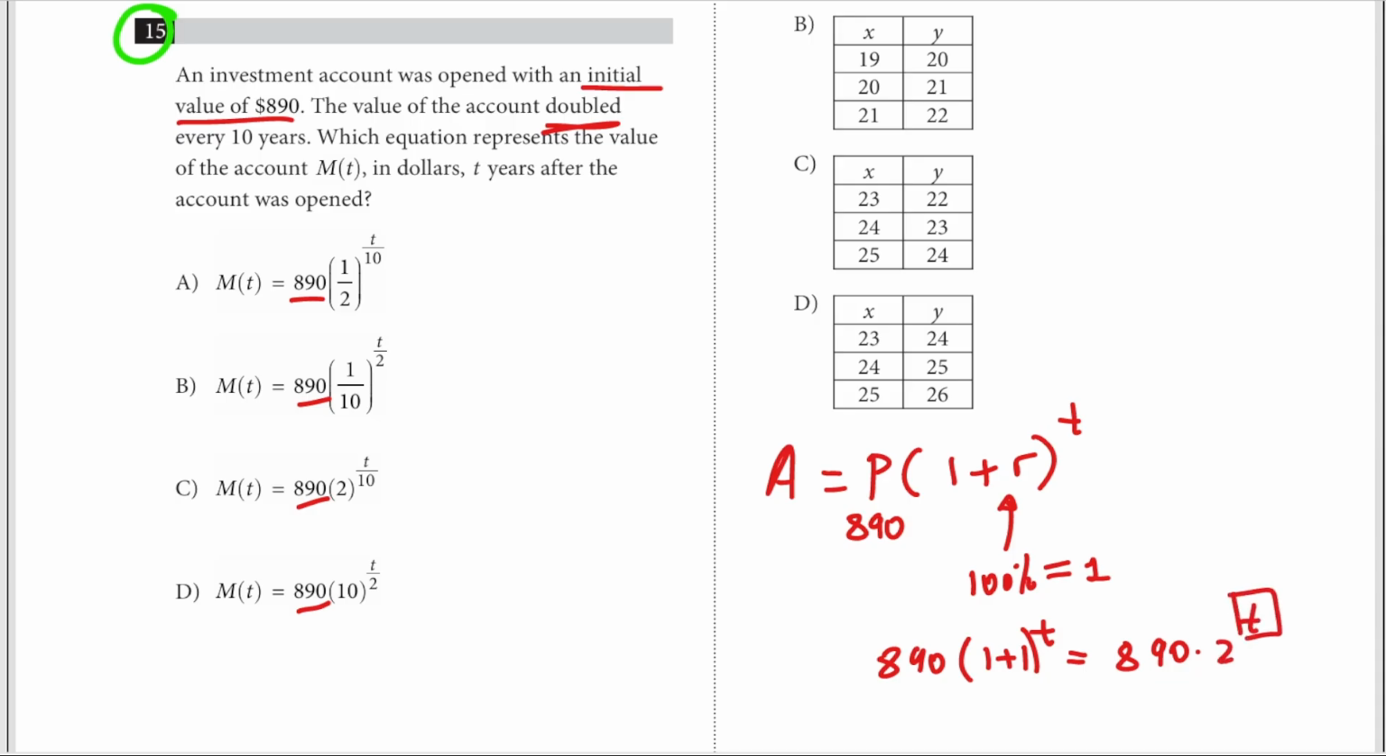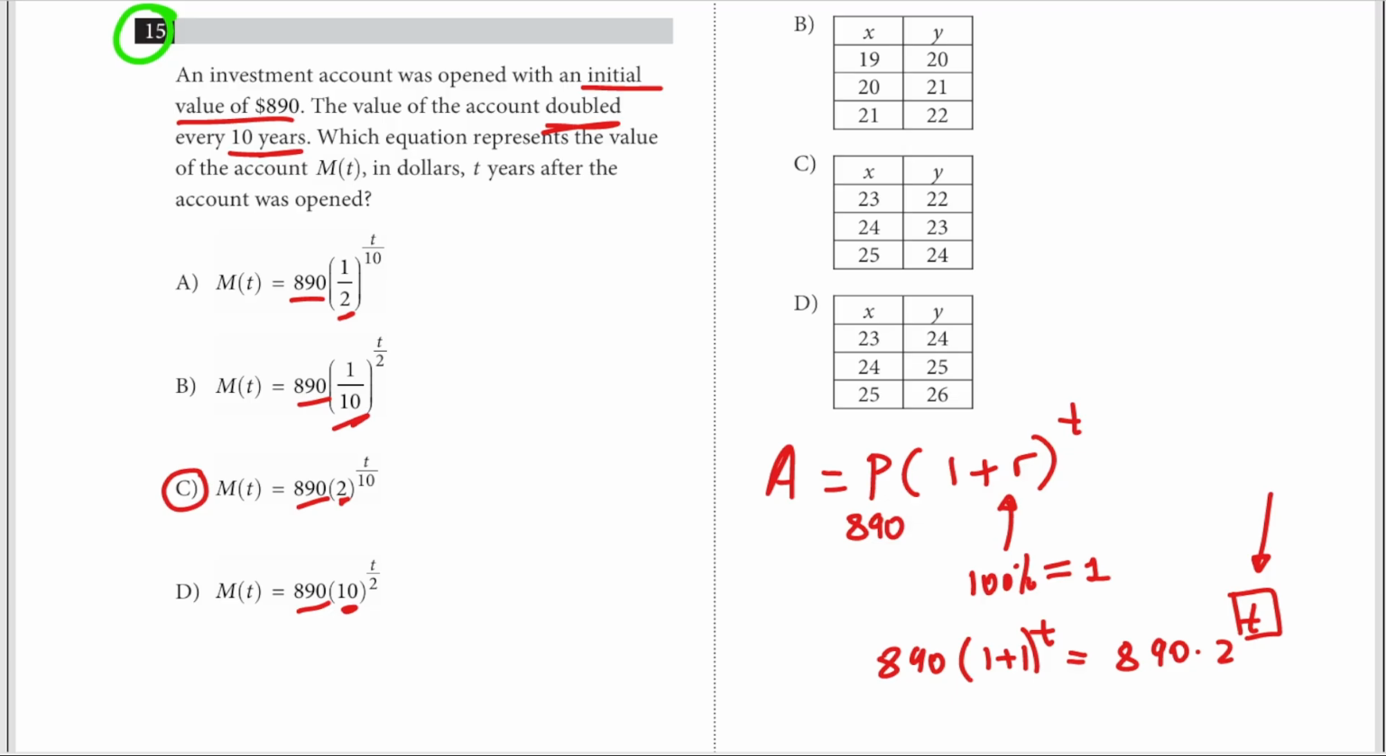It's not t per se. Now, if you're going to go through the multiple choices, 1/2, 1/10, 2, and 10, its chances are already C, because that's the only one that has 2 as a base. Now the question is about the exponent. The best way to think about this is, it doubles every 10 years. So it does not double every year, does not double every month. It doubles every 10 years.